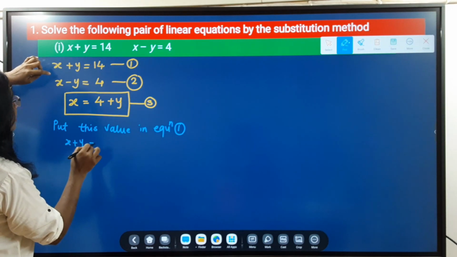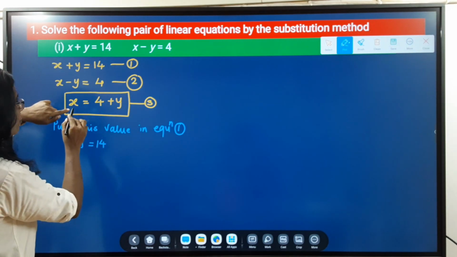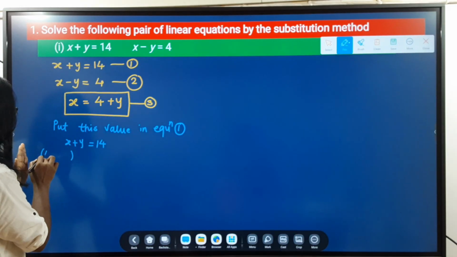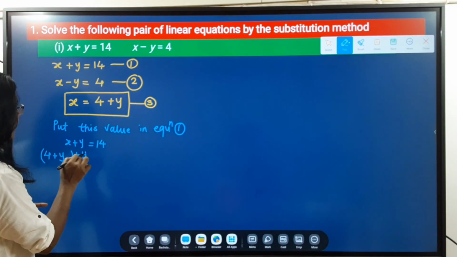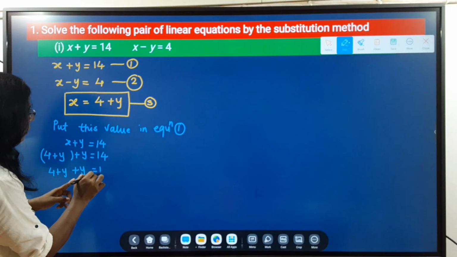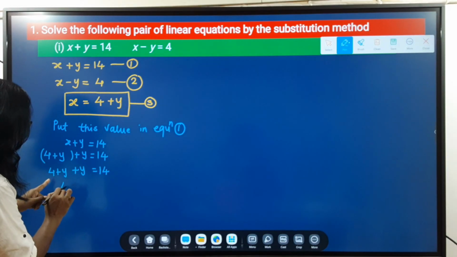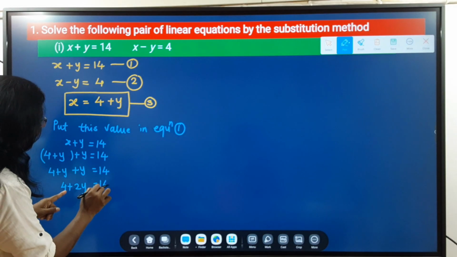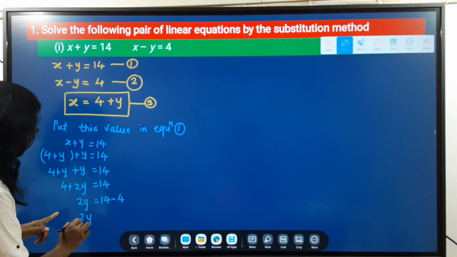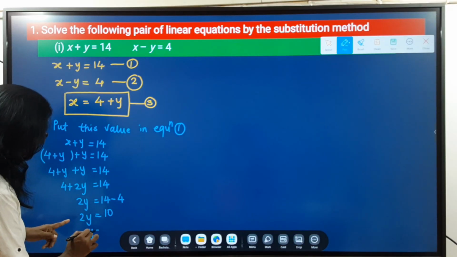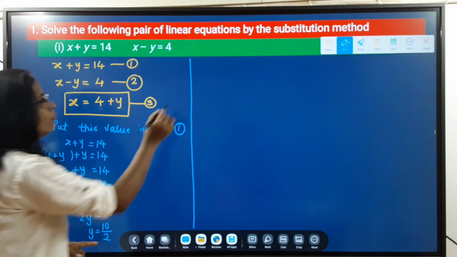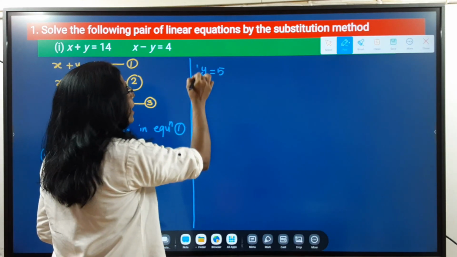x plus y is equal to 14. Therefore, in place of x, we have to write 4 plus y. So I replace x by 4 plus y, and then plus y is equal to 14. Then remove the bracket: 4 plus y plus y is equal to 14. Then here, students, 4 plus 2y is equal to 14. So that means 2y is equal to 14 minus 4. Then 2y is equal to 10. That means y is equal to 10 upon 2. So here, students, y is equal to 5.